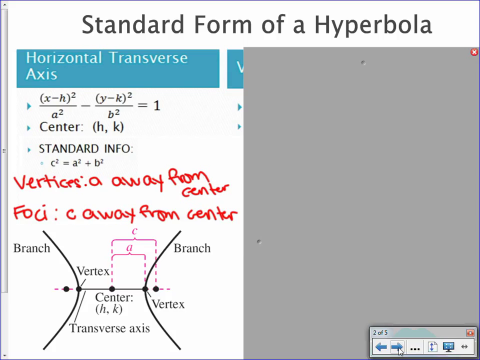I want you to think about what might be different between the equation of a horizontal hyperbola and an equation of a vertical hyperbola. I'm going to give you 20 seconds to talk amongst yourself about what you might think will be different.